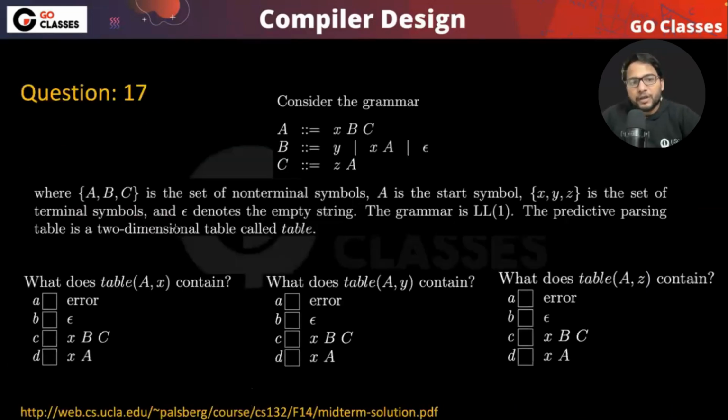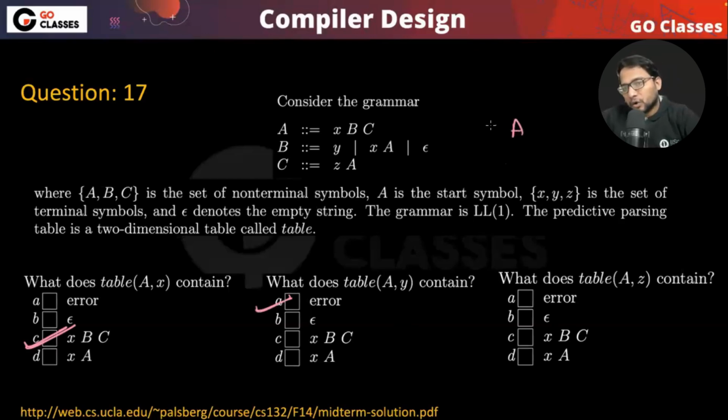Let's just see this. They are saying, what does this table AX contain? Table means the parsing table that we have for the LL1 parser. So what does AX contain? Which production? I think it will contain this one only, right? Easy question. What will AY contain? Can you tell me? It will be blank, right? There is nothing in AY. It means it is error.